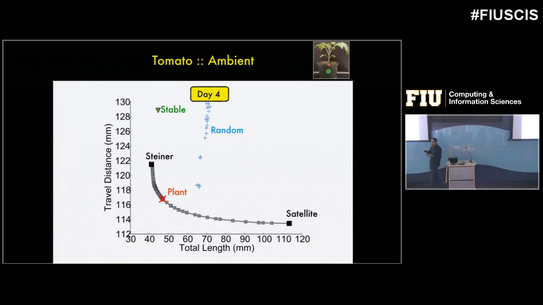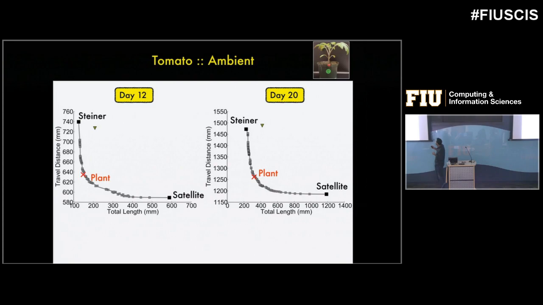Day 4, we got something, but is this something that maybe they figured out very early, but then they lose it? That's not the case at all. On day 12, it's still right there. On day 20, it's still right there. We stopped a little bit after that, but throughout its growth period, it's changing where it's lying, but it's still hugging this Pareto front.